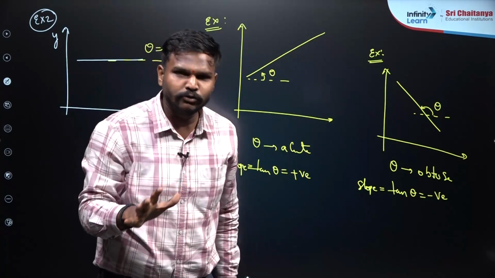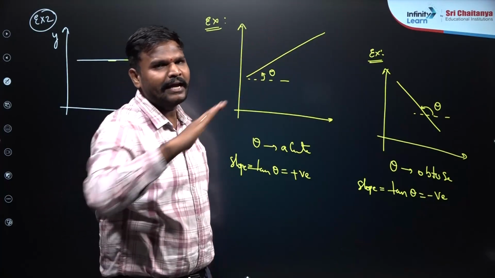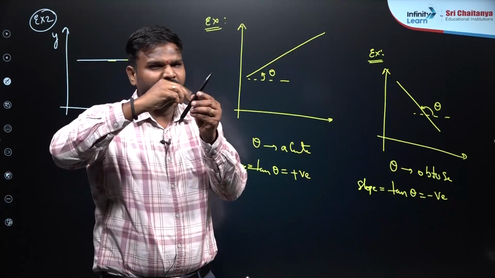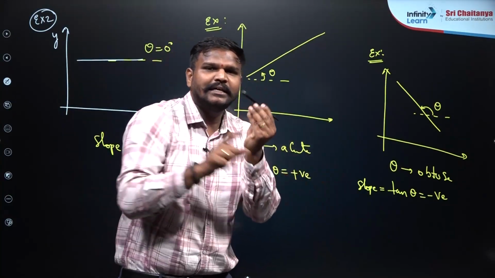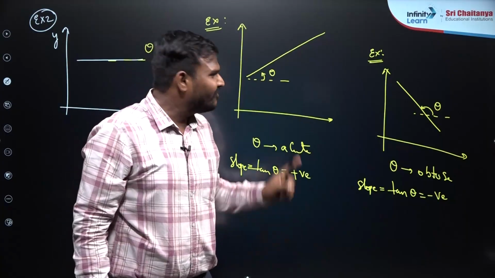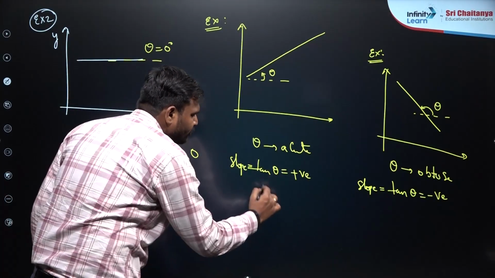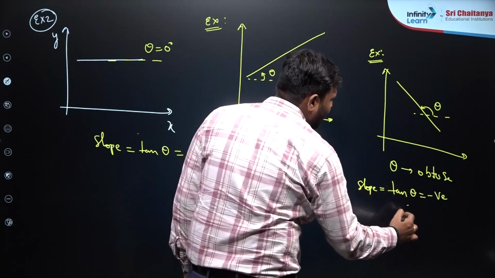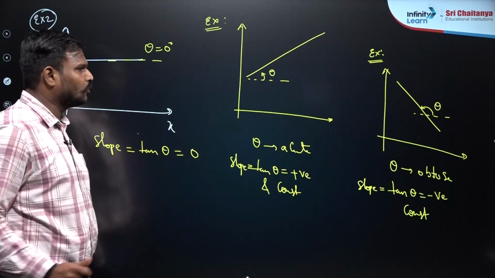So this particular shortcut you have to remember, sir. Horizontal line, 0 slope, tan 0. If it is like this, theta is acute angle, tan theta positive, slope is positive. For walking it is becoming difficult, positive slope. For sliding it is becoming easy, negative slope. And if it is a straight line, constant. So here slope is positive and constant. Here slope is negative and constant. I hope it is clear, sir. Let us go to the next slide.